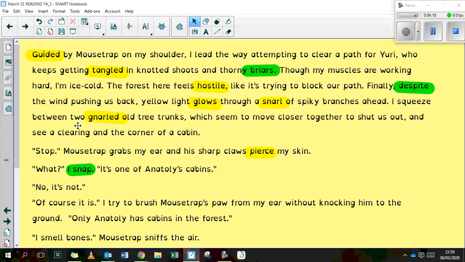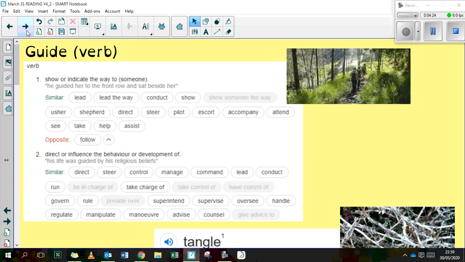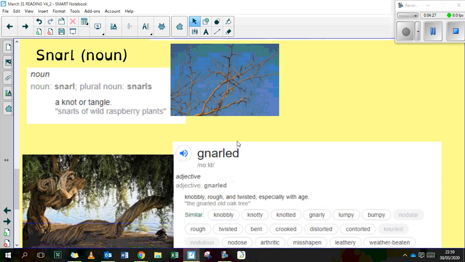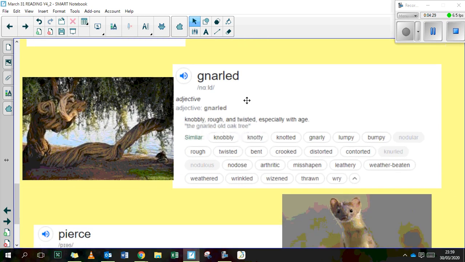I squeeze between two gnarled old tree trunks. Gnarled, let's have a look at the word gnarled. So gnarled is an adjective. It's describing the tree trunks and it means knobbly, rough, twisted, especially with age. So I've got a picture here of a tree and this is gnarled. You can see it's twisted and it's knobbly and rough. Loads of different synonyms here: contorted, bumpy, crooked, bent, twisted, knotty. Loads of different synonyms there for gnarled.